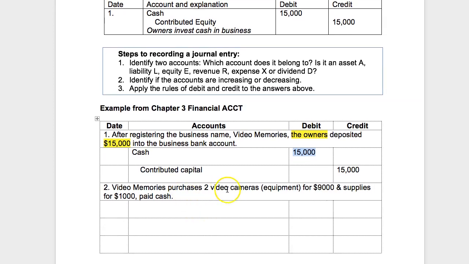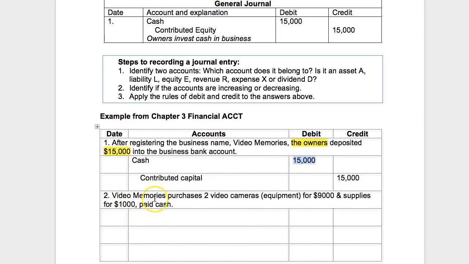Okay, in the next question, Video Memories purchases 2 video cameras, which is equipment and supplies, and they paid cash. So let's look at the keywords here. I have equipment, I have supplies, and I have cash. So actually in this question I have 3 things. Now that's totally fine as long as the total debits are equal to the total credits.